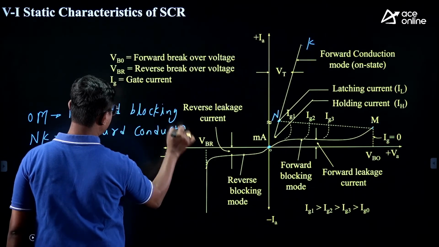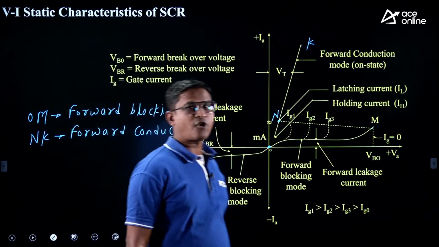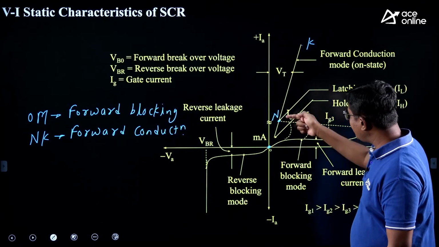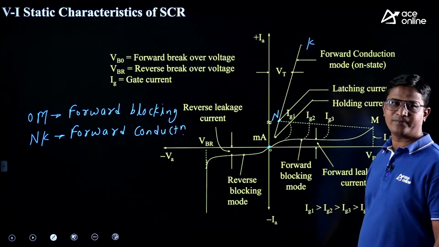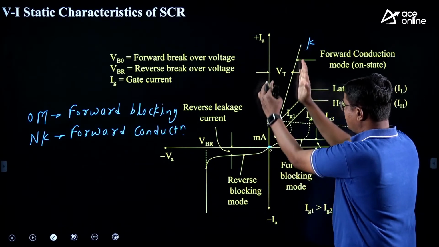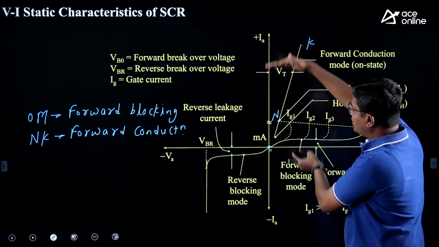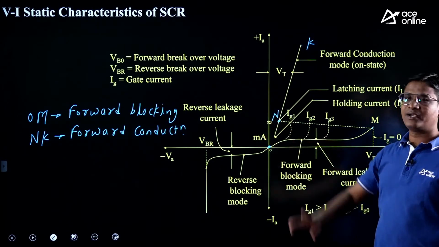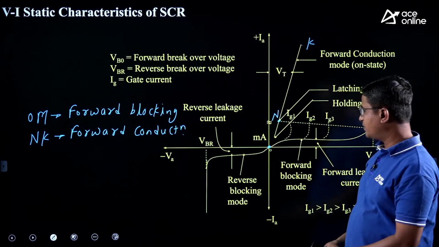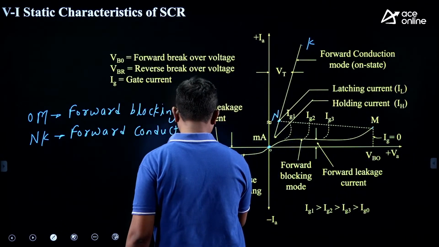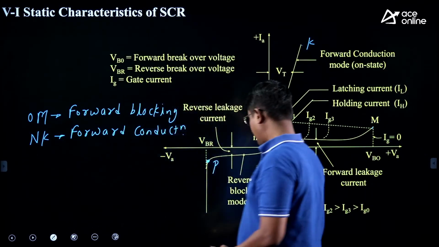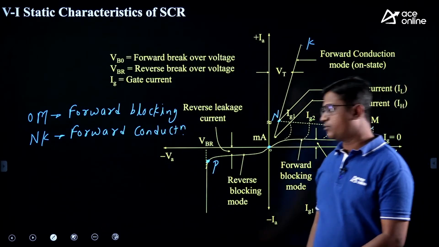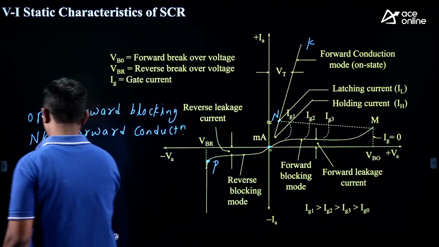Forward conduction means device is in a forward bias mode and it is in a on state. Okay, so you can check any operating point on a NK curve. The voltage across device is very low. Current flowing through the device is high, right? High current, low voltage. So it is a forward conduction mode. And next one is OP. This curve OP, it indicates reverse blocking mode.